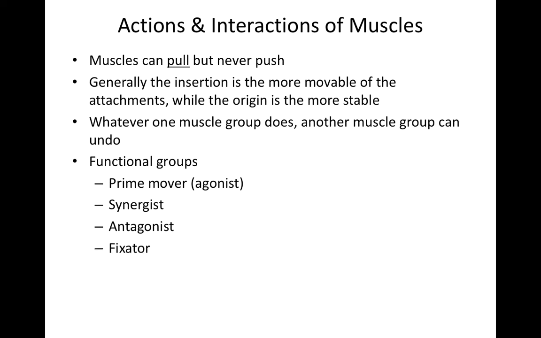The fourth one you'll see occasionally are fixators. So fixators are going to help stabilize joints so something else can happen. Okay, the rhomboids are fixators on your scapula so that when you do all of these movements with your arms using biceps brachii, your scapula does not lose its stability because you've got the rhomboids that pull on it and are going to fixate it. Okay.